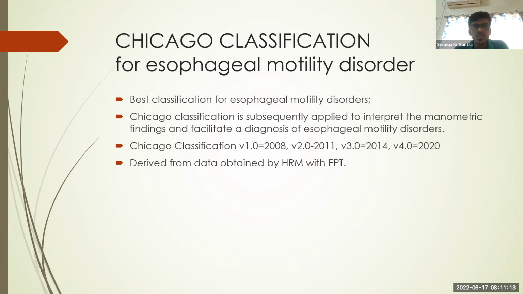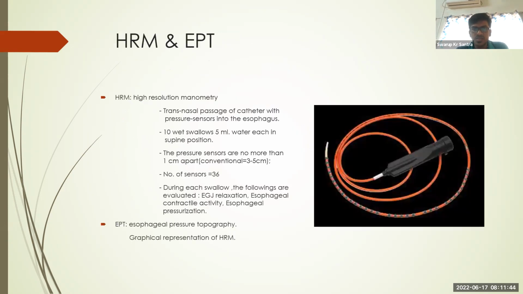Now, based on manometry, esophageal motility disorder is classified by the Chicago classification. It is the best classification for esophageal motility disorders, subsequently applied to interpret the manometric findings and to facilitate a diagnosis of esophageal motility disorders. The first classification came in 2008, then it was modified in 2011, 2014, and recently in 2020, derived from the data obtained by HRM and EPT.